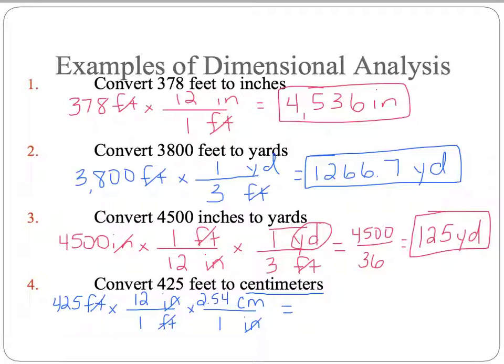Now I need to do my math. The only thing that's on bottom is 1, so I can solve this problem by taking 425 times 12 times 2.54, and that gives me 12,954, and I have converted that to centimeters. So there are my answers for those 4 problems.